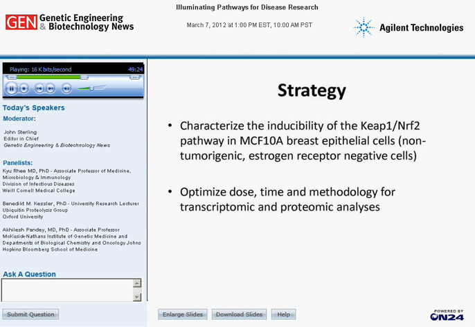We have decided to use the MCF10A breast epithelial cells as our system to look at the effect of sulforaphane. These MCF10A breast epithelial cells are non-tumorigenic and are estrogen receptor negative cells. As I mentioned earlier, this is the subtype of breast cancers for which we do not have any chemoprevention agents available today. And initially, we set out to optimize the dose, time, and methodology to carry out our transcriptomic and proteomic analysis. Next slide.